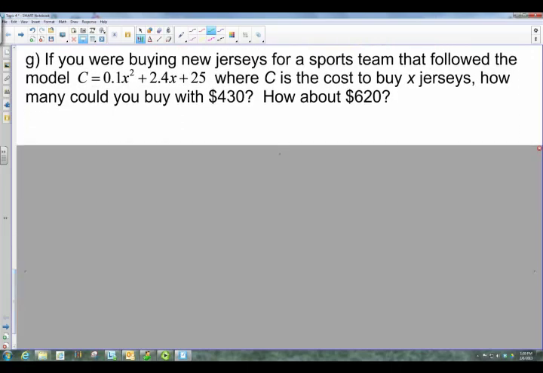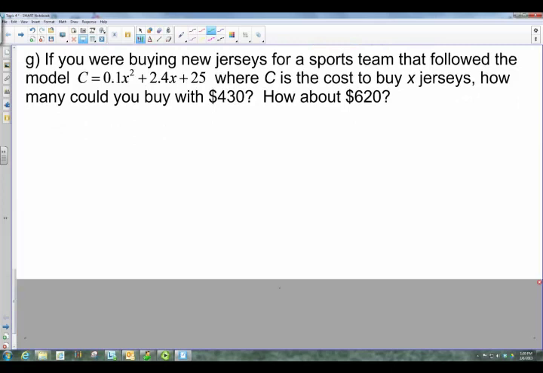We got a word problem. When are we ever going to use this? Well, a lot of businesses can make projections based on these types of models. So if you're buying new jerseys for a sports team that followed this model. So this is the equation for this set of jerseys, where C is the cost to buy X jerseys. Okay, so C and X tells you what they're for. How many could you buy with $430?